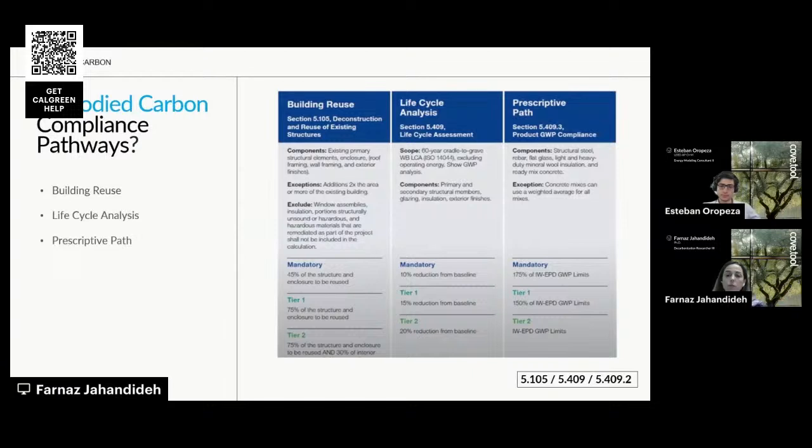And the last one for embodied carbon is the prescriptive path. This method has a much more limited scope, targeting some higher impact material determined by the Clean California program, like certain types of steel, glass, insulation, and of course, concrete. So this table here shows the maximum acceptable global warming potential value for each of those.